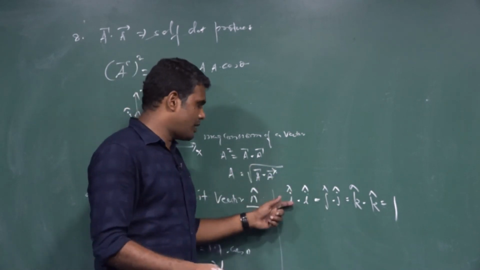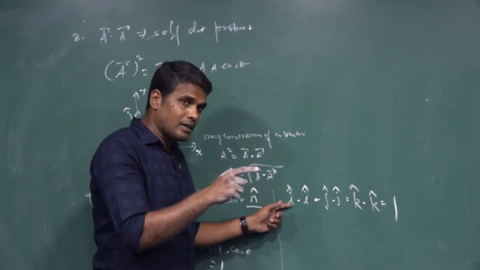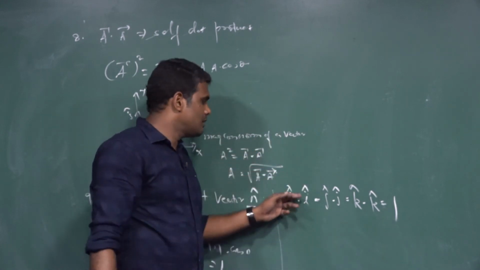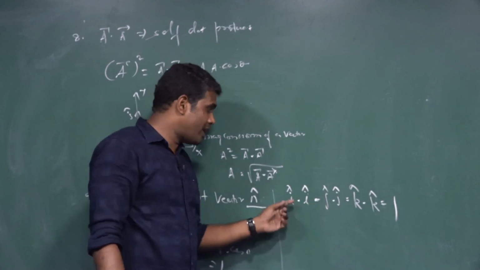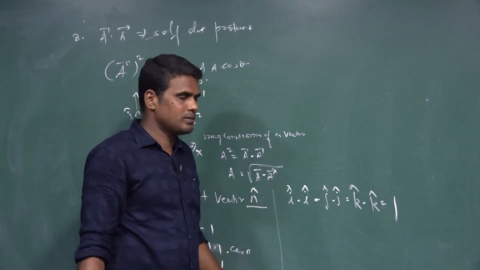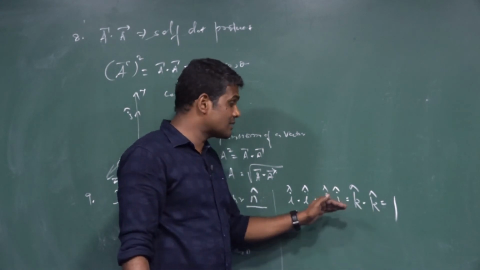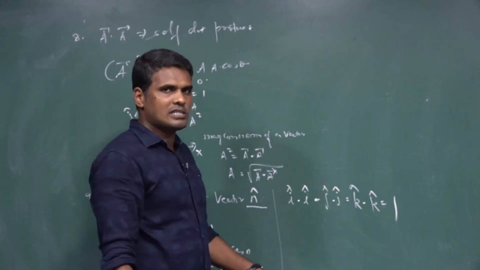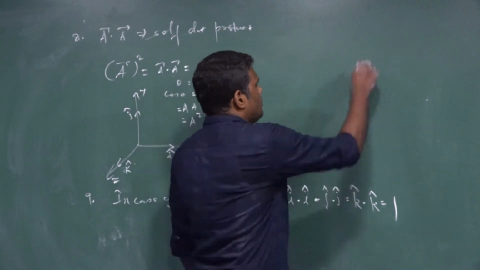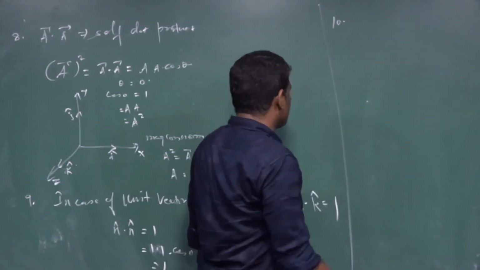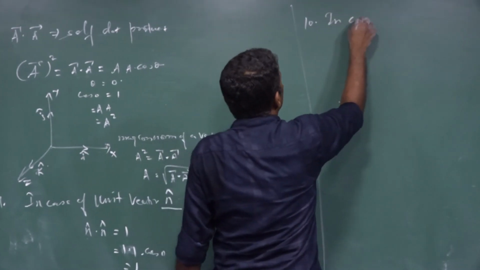Which means you are taking a dot product of one vector in x direction with another vector along the same x direction. Then the resulting value is said to be 1 when the two vectors are unit vectors. And j dot j is also 1, k dot k is also 1. These conditions are all very important while solving problems.